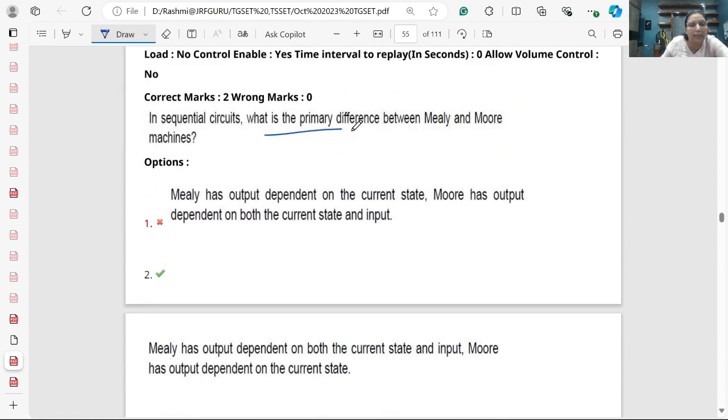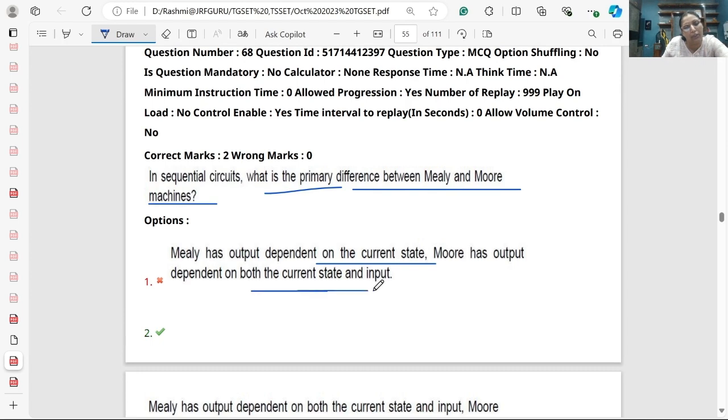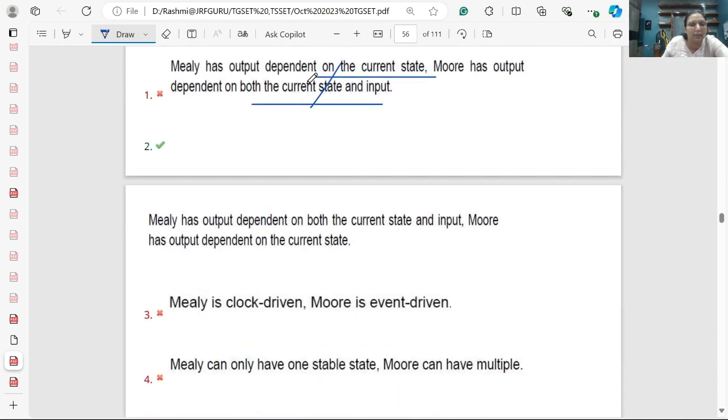What is the primary difference between Mealy and Moore machine? So Mealy has output dependent on the current state. Yes or no? No. Mealy has output dependent on both the current state and the input, while in Moore, the output depends only on the current state. So the first statement is incorrect, the second statement is correct.